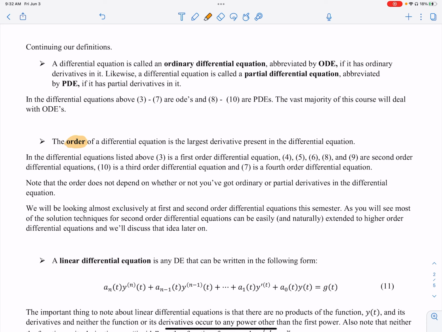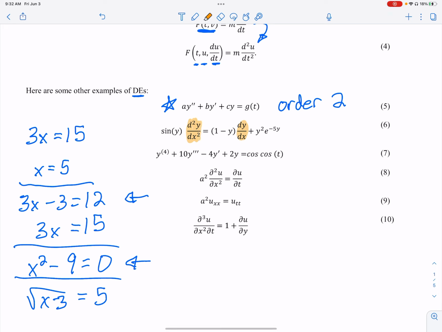All right, so I'm looking at this first one here. The highest derivative right here is second, so it is order 2. The next one, I have a first derivative and a second derivative, so the highest derivative is a 2. So order 2 again. This one, the highest derivative is a 4, so the order is 4. Here, the highest derivative is 2. I think you're getting the point, so the order here is 2.